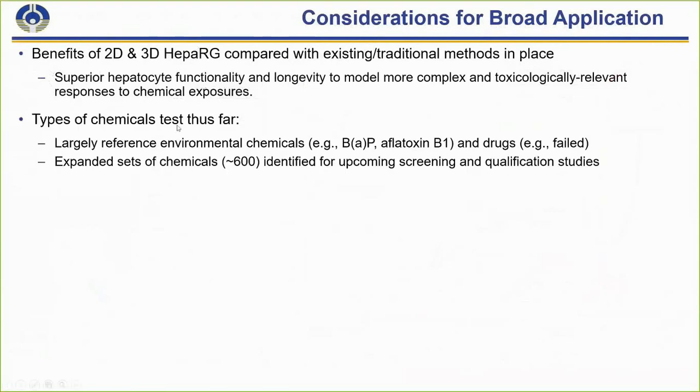The types of chemicals that we've tested so far have been largely reference chemicals. We have had a few environmental chemicals, as I showed earlier, benzopyrene and aflatoxin. We have a broader set of around 600 chemicals that are in the current pipeline to run in these types of screens. But our primary objective here when developing a new paradigm was to start with drugs, including failed drugs, with some prototype environmental chemicals, because this is where we have human data.